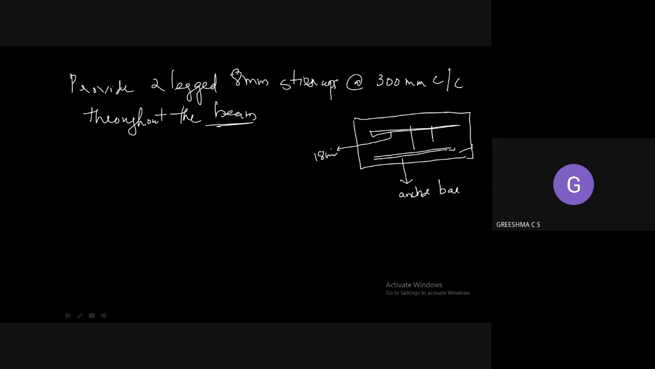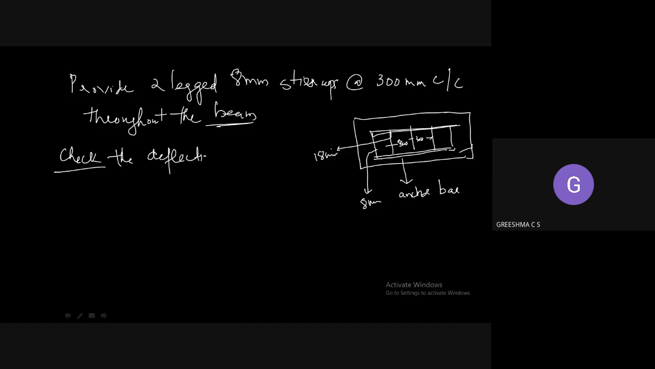You are providing stirrups like this, at a spacing of 300 mm, and the diameter of the stirrup is 8 mm. So we have completed the design of a cantilever beam. Now what is remaining is to check the deflection.